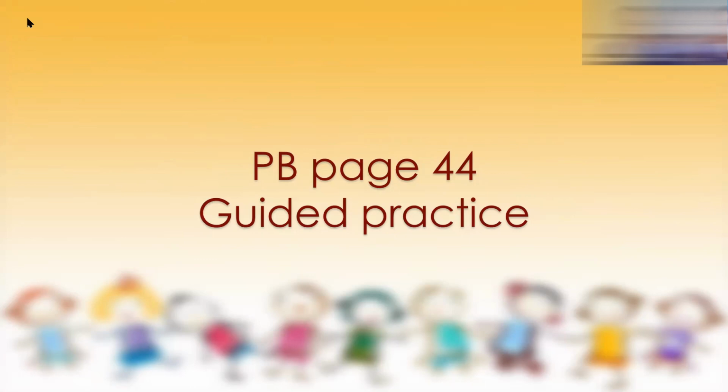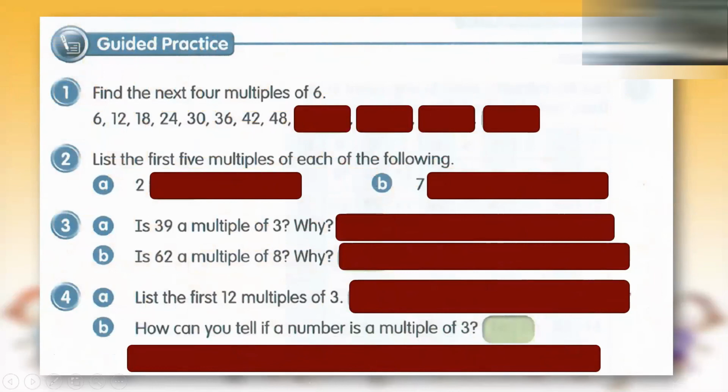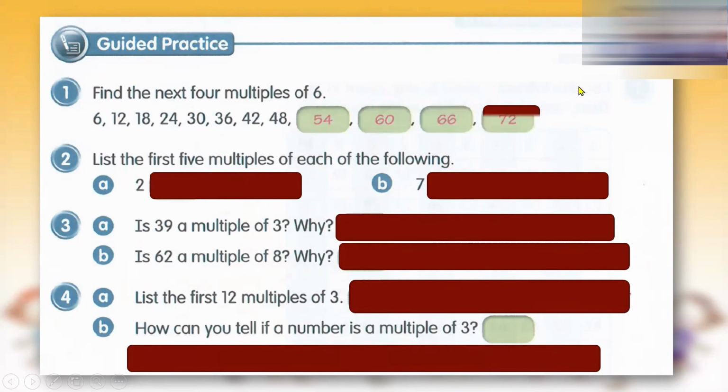We're going to answer it together now. Let's start. Number 1, find the next 4 multiples of 6. What are the first 4 multiples of 6? What are the answers in number 1? 54. Then, 60. Then, 72. Okay, very good. Check your answers. And if your answer is wrong, write the correct answer.